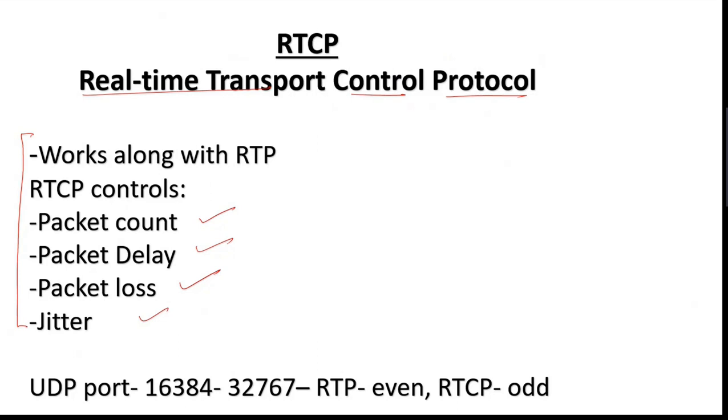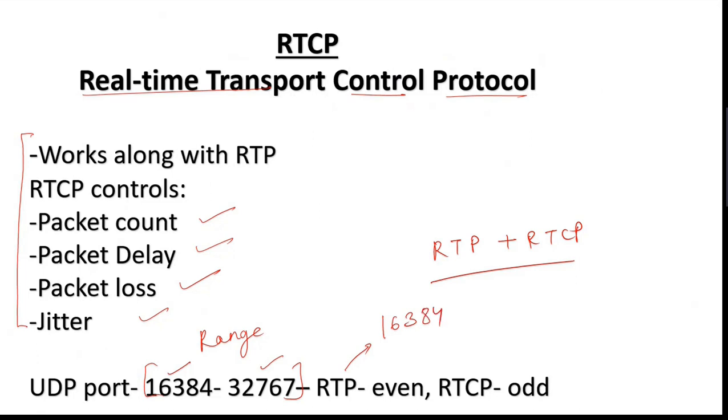Now, the port numbers used by RTP and RTCP can be from 16384 to 32767. This is the range of port numbers used by RTP and RTCP. RTP always uses an even port number, whereas RTCP uses an odd port number, one addition to the RTP. For example, if in a communication the RTP port used is 16384, then the RTCP port for the same session will be 16384 plus 1.